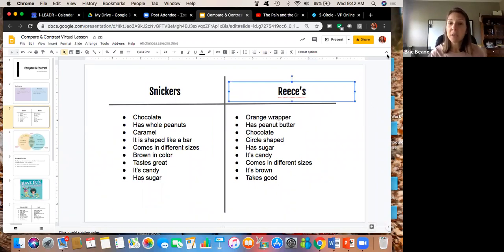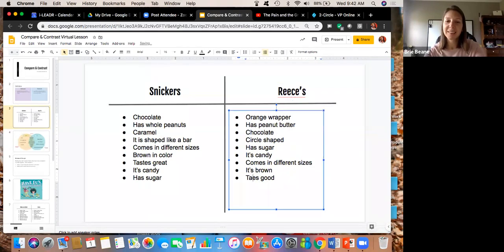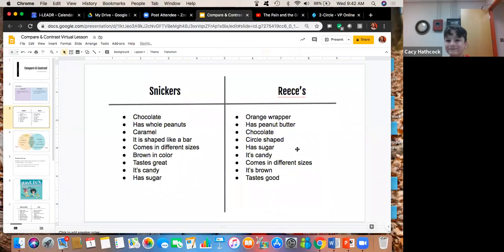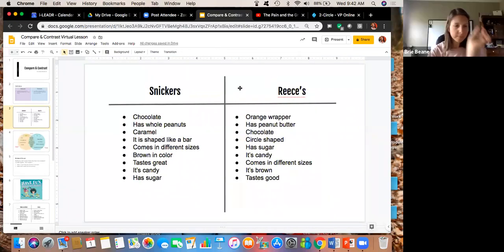And then we looked at Reese's, and you said it has an orange wrapper, has peanut butter, chocolate, circle in shape, has sugar, it's candy, comes in different sizes, it's brown, it tastes good. See, look at that spelling. Tastes good. We talked about all of that stuff, and then we wrote it down on this T-chart.